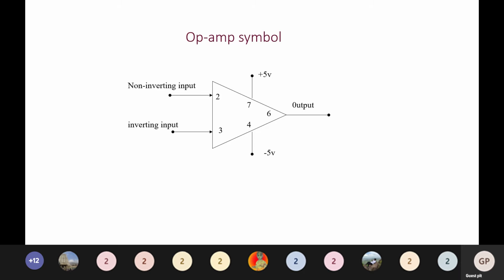Pin numbers are shown here. A general op-amp symbol will not show all these pin numbers. This is specifically for IC 741, the most versatile op-amp, and that op-amp has pin number 2 as non-inverting input and pin number 3 as inverting input. So non-inverting means here we should have a plus, and inverting input means I should have a minus here. And these two pins are for power supply, and this is the output, right?